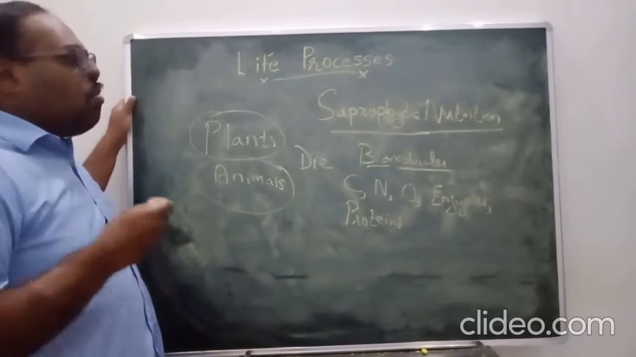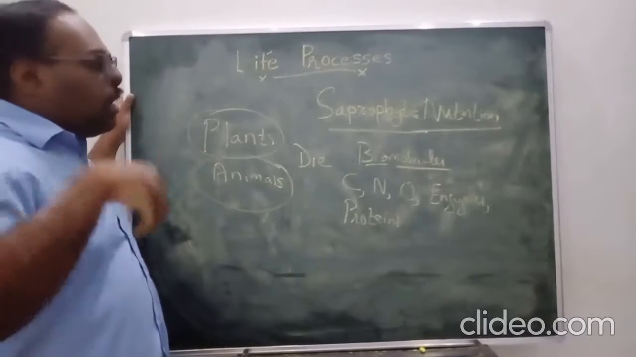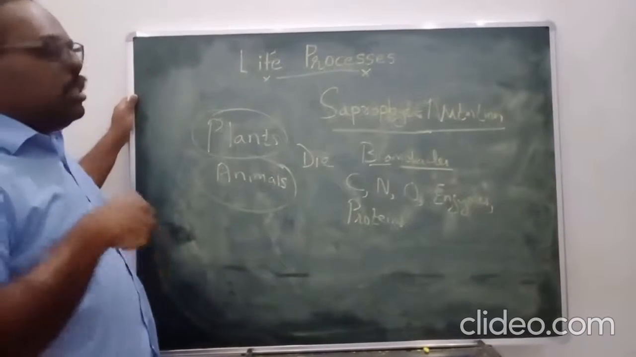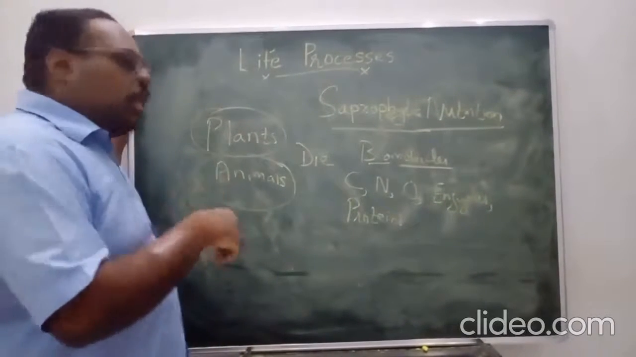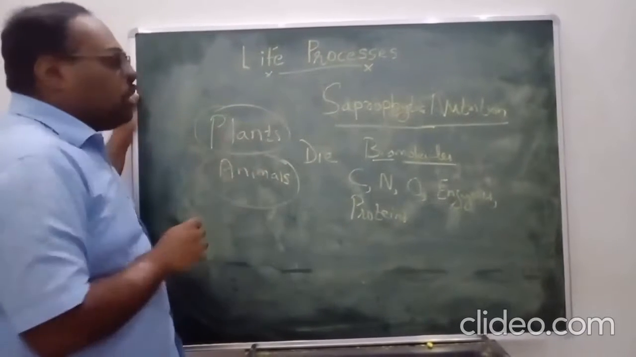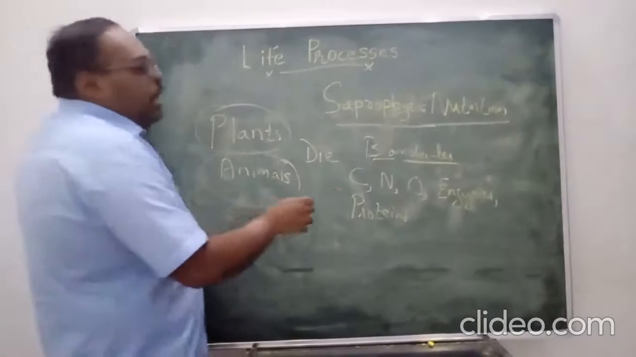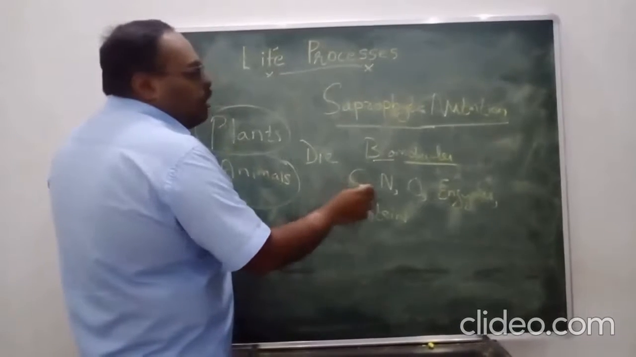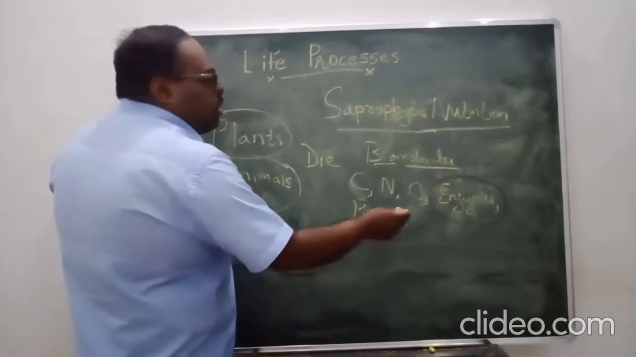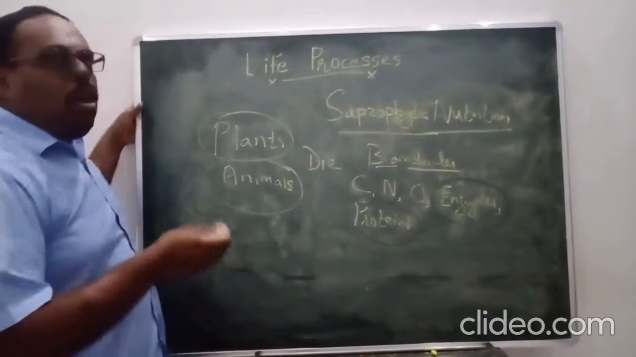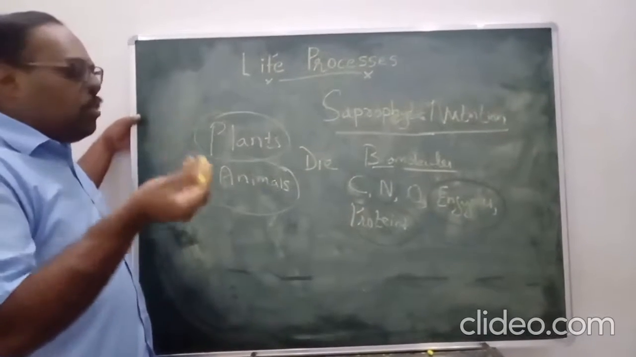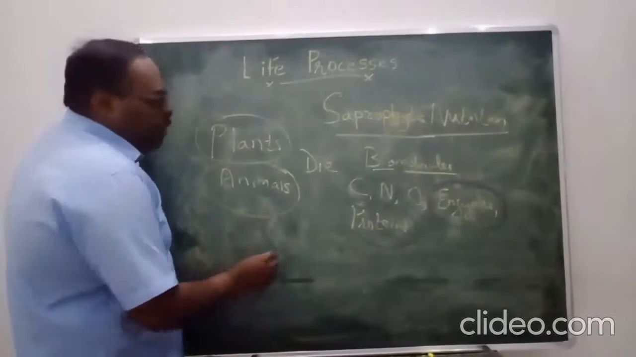So finally, what will happen? There will be some microorganisms, some organisms which have the capacity to feed on these dead bodies or dead remains of plants and animals. When they feed on them, automatically they will get some of this carbon, some of this nitrogen, some products from these enzymes, some products from these proteins. So they all have biomolecules inside. One of the few examples of saprophytic nutrition is, for example, fungus.